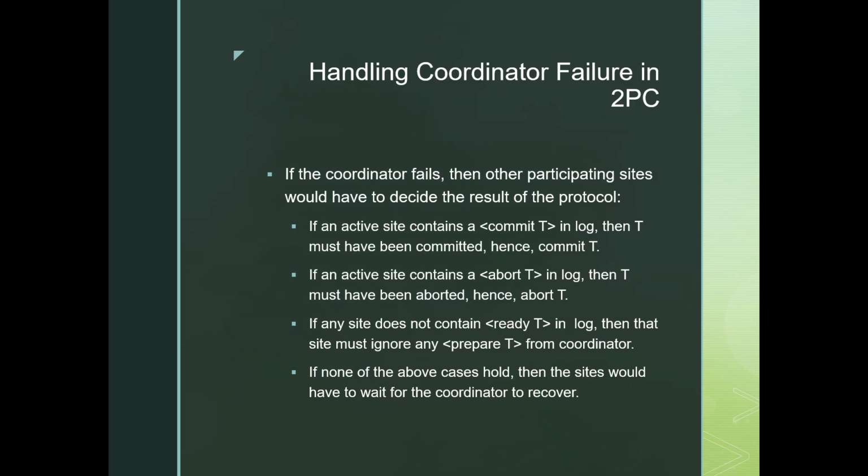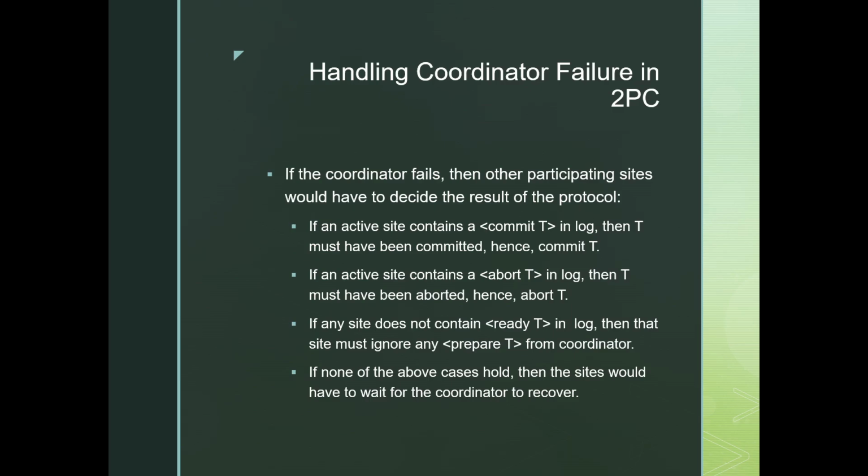Next, let's move to the coordinator failure. If a coordinator fails during the 2PC protocol, there can be four cases. Then the other participating sites would have to decide the result of the protocol in the decision phase. If any active site contains commit T, then T must have been committed, therefore all other sites commit. If any site contains abort T, then T must have been aborted by the coordinator, hence abort T.